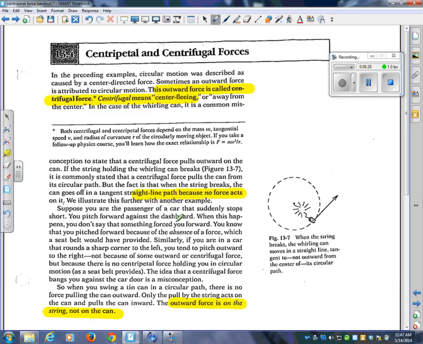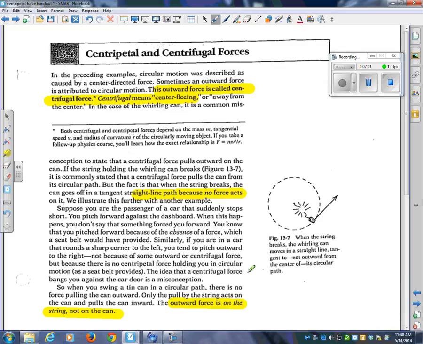Similarly, if you're in a car that rounds a sharp corner to the left, you tend to pitch outward to the right. Not because of some outward or centrifugal force, but because there is no centripetal force holding you in circular motion as a seatbelt would provide. The idea that a centrifugal force bangs you against the car door is a misconception. So when you swing a tin can in a circular path, there is no force pulling the can outward. Only the pull by the string acts on the can and pulls the can inward. The outward force is on the string.